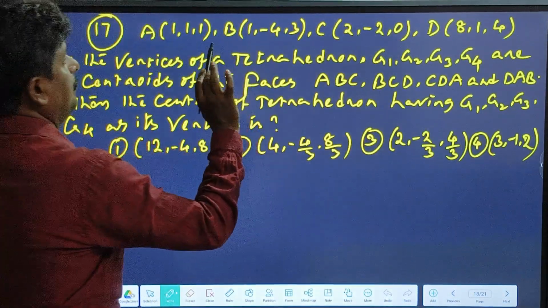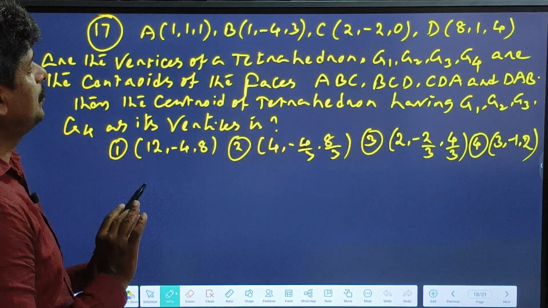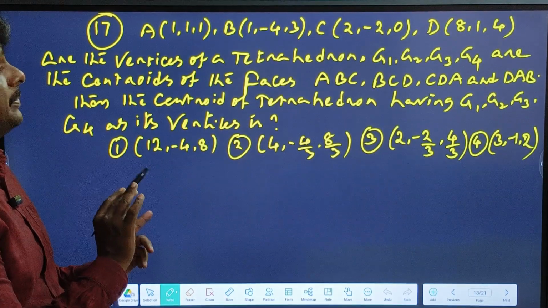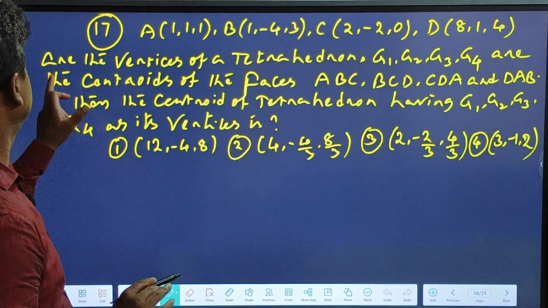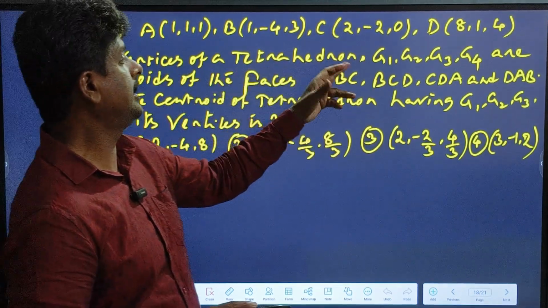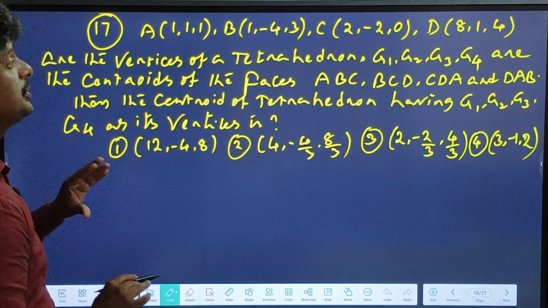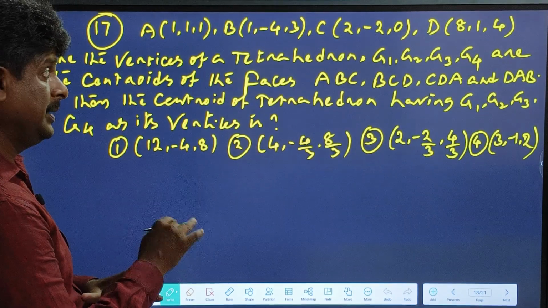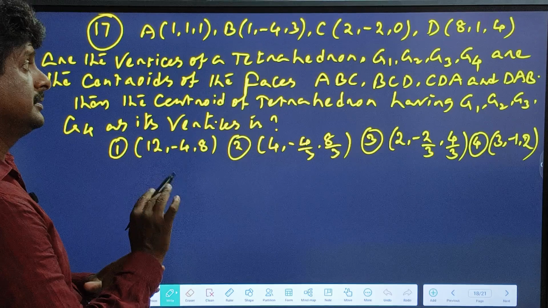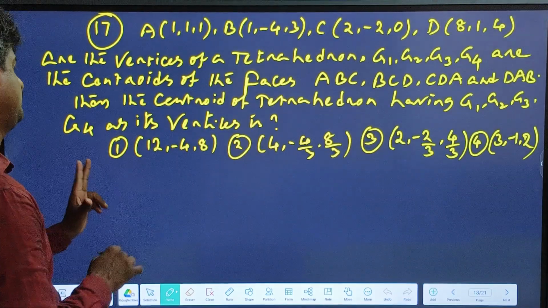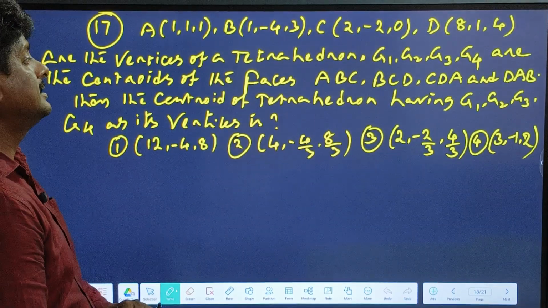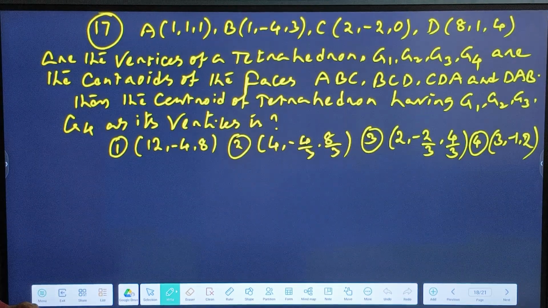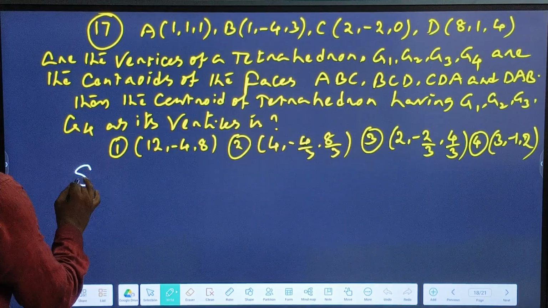Capital A 1, 1, 1. Capital B 1 minus 4, 3. Capital C 2 minus 2, 0. Capital D 8, 1, 4 are the vertices of tetrahedron. G1, G2, G3, G4 are centroids of the faces ABC, BCD, CDA and DAB respectively. Then the centroid of tetrahedron having G1, G2, G3, G4 as its vertices. Very simple.